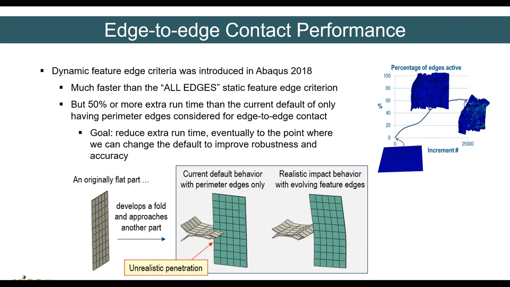And that was much faster compared to the old edge static feature edge criteria. To explain this one, let's say you have a rectangle piece, and as deformation goes on, this rectangle piece may develop a fold, and there's an edge. By default, in the current default behavior, these edges are not detected, and you see penetration. But in a recent enhancement, the evolving feature edge, these edges are detected and accounted for in the contact calculation, and you see much more realistic behavior than the default.